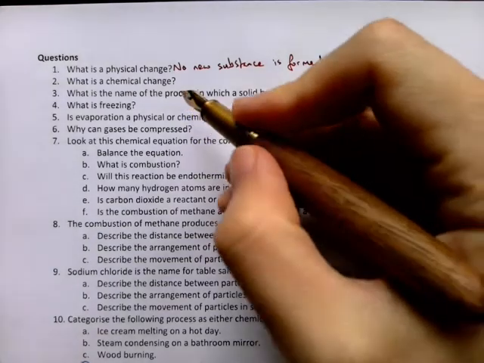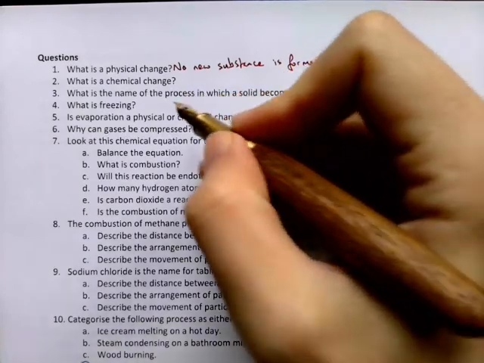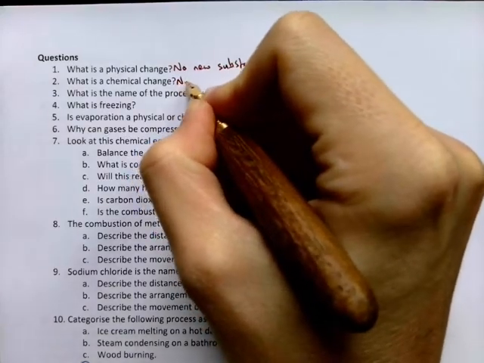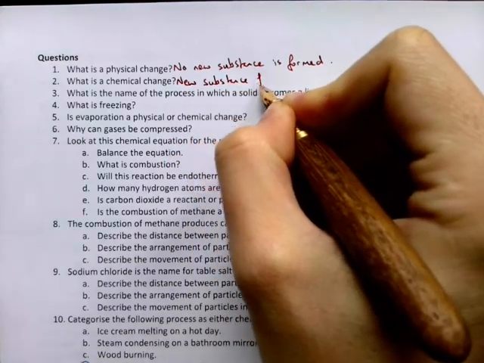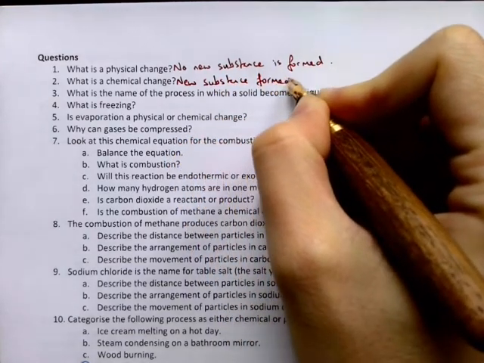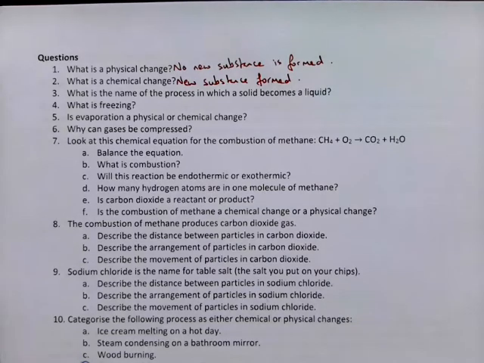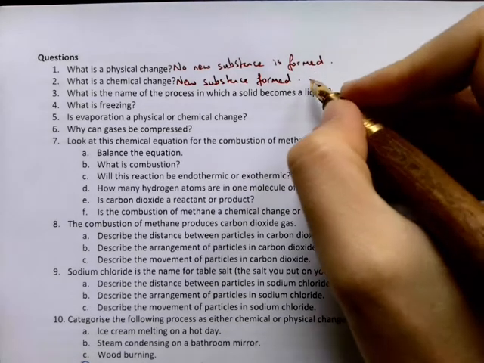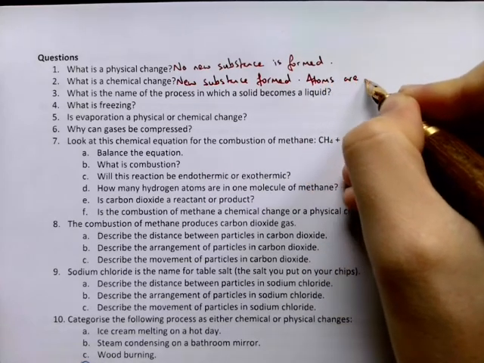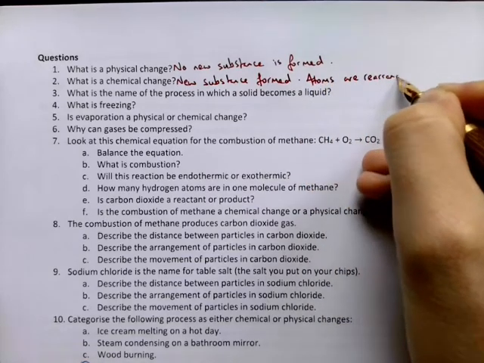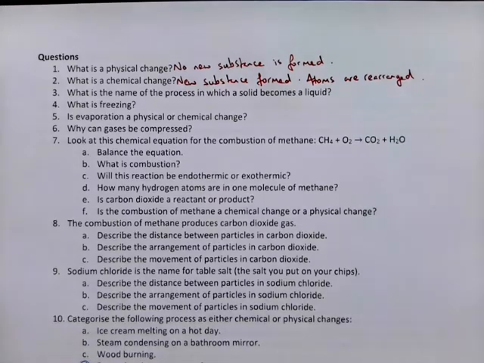And a chemical change then is the opposite. So a new substance is formed. And a lot of you also included that extra bit of information, which is atoms are rearranged. And I went through that in the last video to show how that worked with combustion of methane.